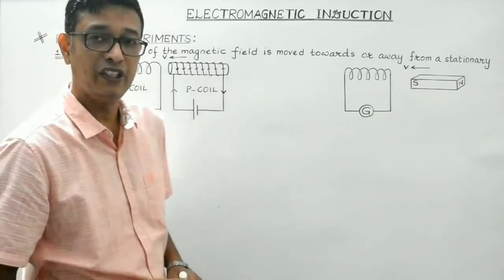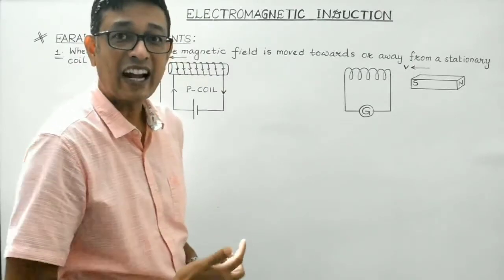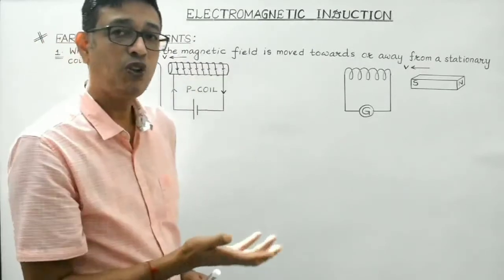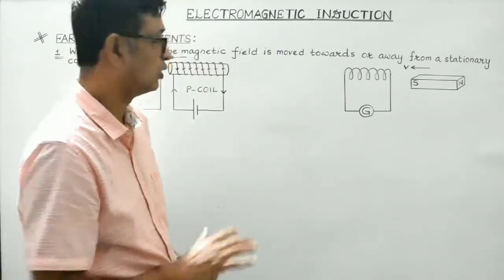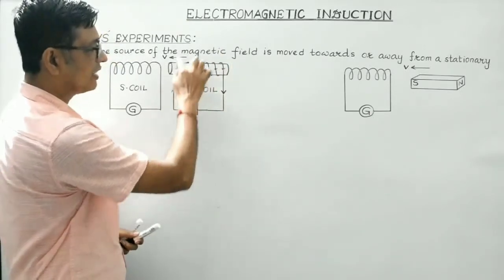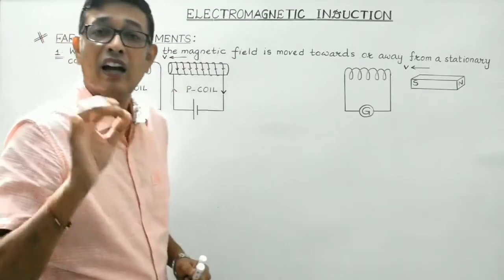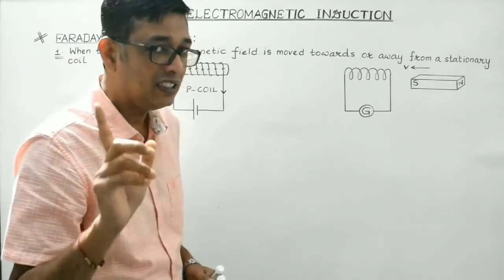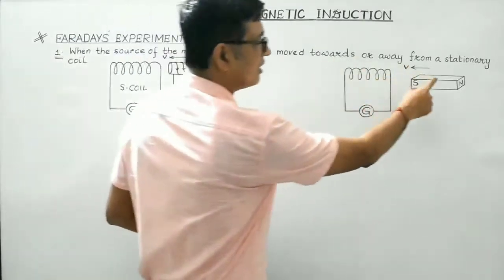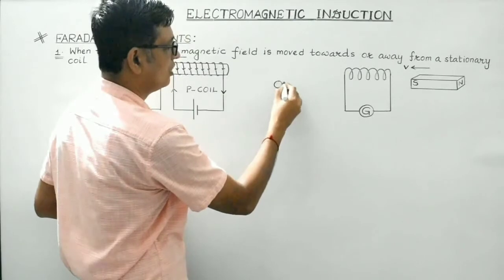Now students, we are aware, whenever a current is made to pass through a coil, then it acts as a magnet. One end will behave as the south pole, the other end will behave as the north pole. So it will act as a source of magnetic field. P coil will act as a source of magnetic field. As a source of magnetic field, either you can consider a current carrying coil or you can consider a magnet. Both are the same thing.